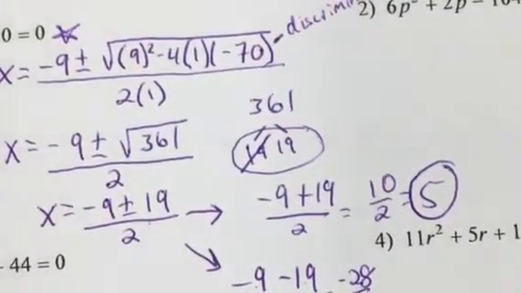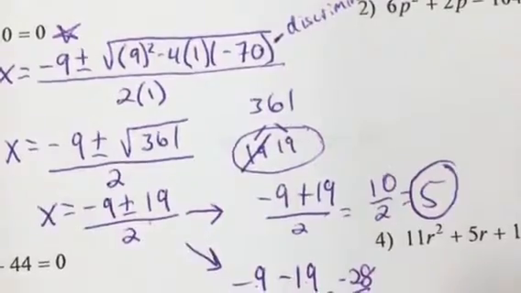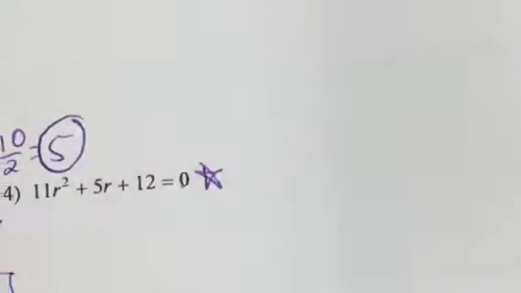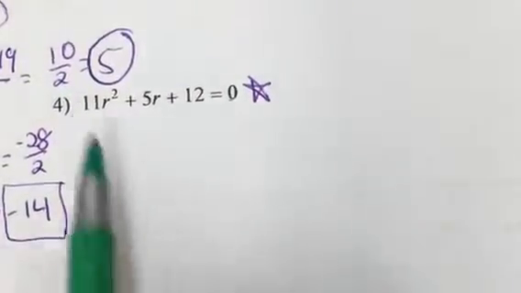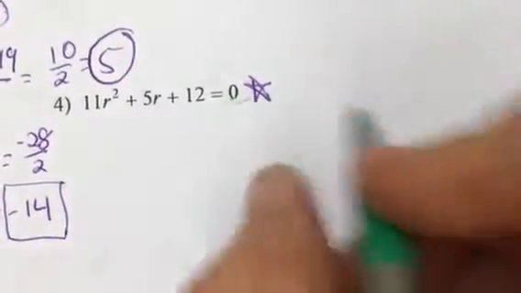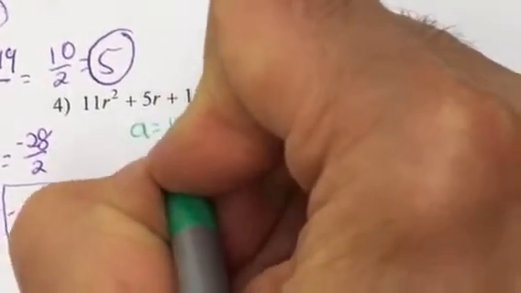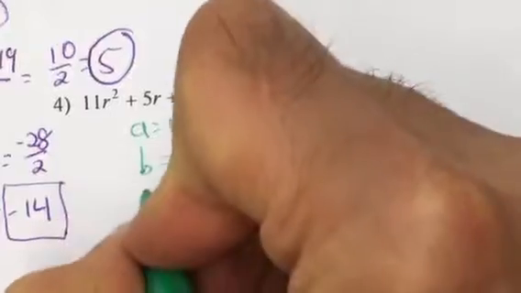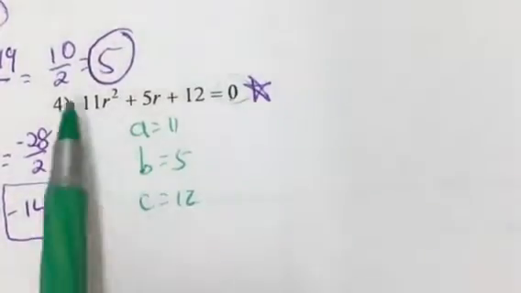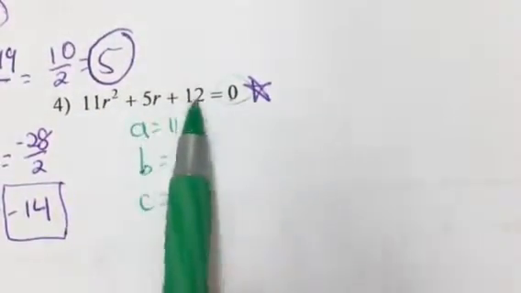Now I'm going to try this one out. It's equal to 0. We're good. I'm going to slide over here. Number 4. It's already equal to 0. That's good. So a equals 11, b equals 5, c equals 12. R squared, R, and no R.